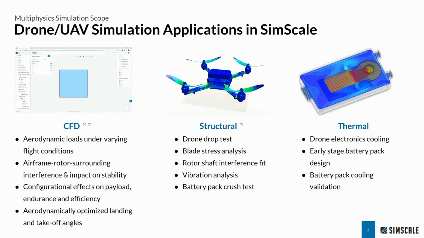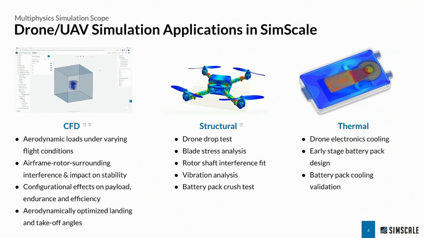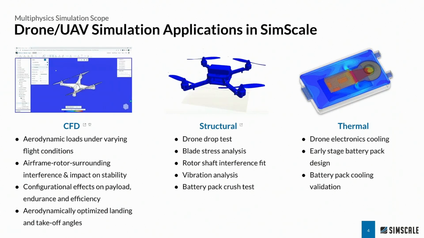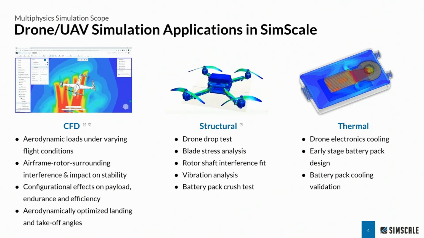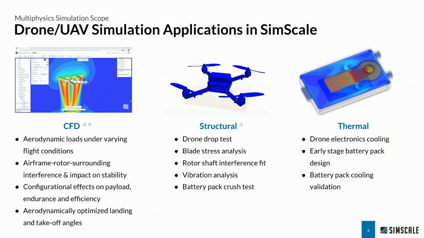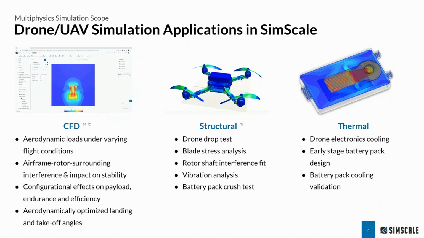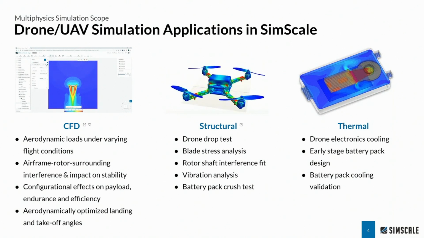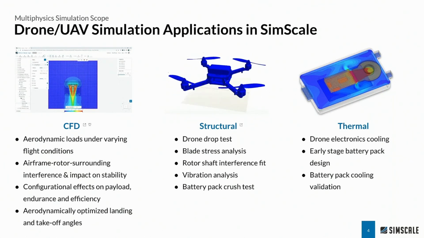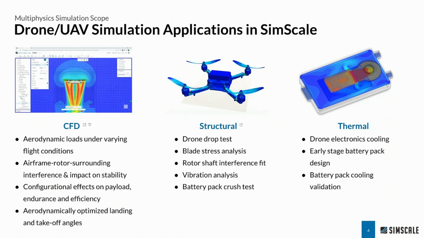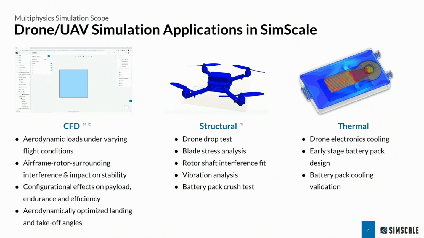In the middle, you can use the tool to understand structural aspects of the drone, such as performing a drop test. You can look at the stresses on the drone blades, vibration analysis, and also in the electronics that are used in many of these more autonomous drones. You can understand the thermal effects on the electronics. You can do a crush test on the battery pack and so on. Over on the right, a bit more info on the thermal is more around the electronics, so you can look at the electronics cooling. You can use the tool to understand the battery pack design to optimize and validate that.